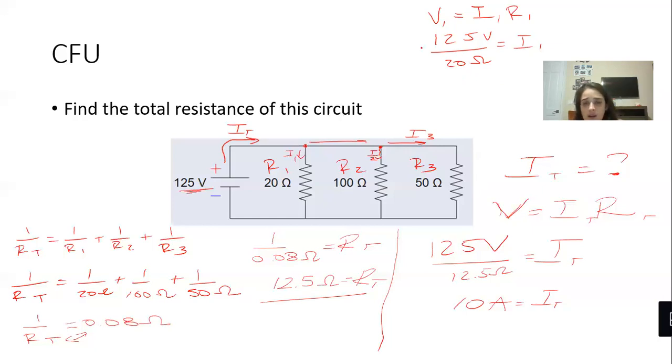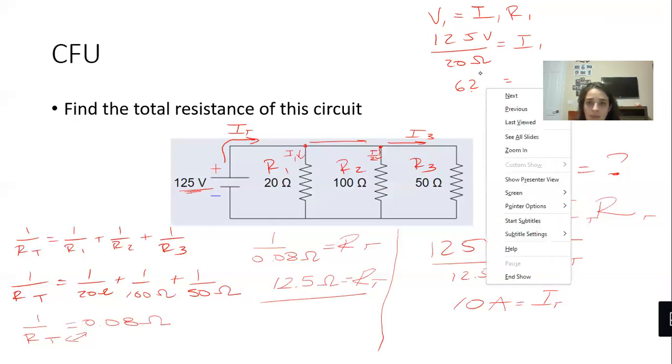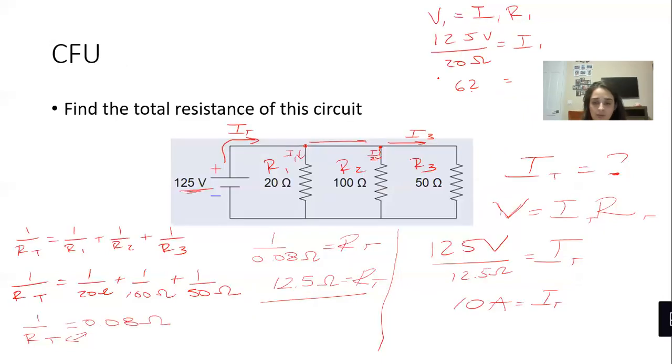So if you divide 125 by 20, you should get 62.5. No, sorry, it's 6.25 amps. That is equal to, I'm sorry, not my total current, just the current going through this resistor here. Okay, and then you can repeat the same process for R2 and R3.